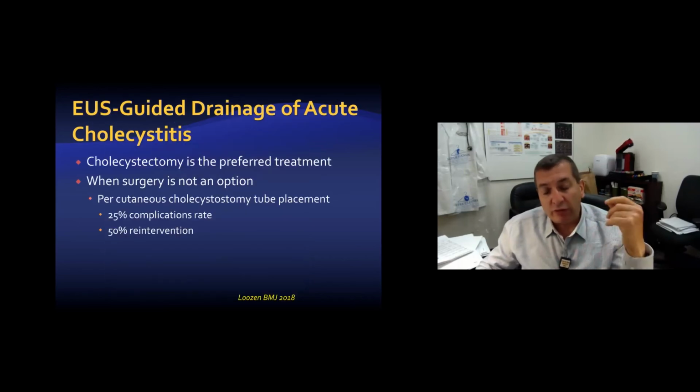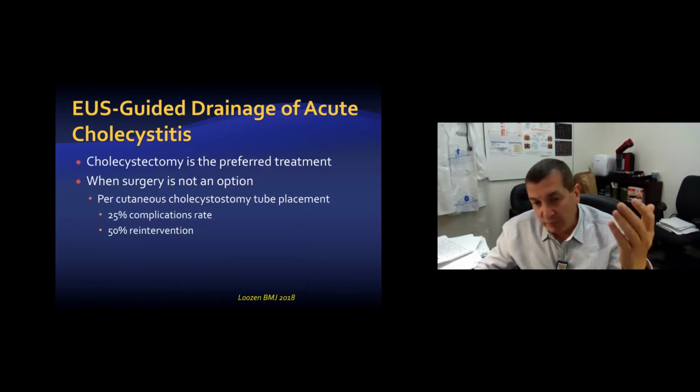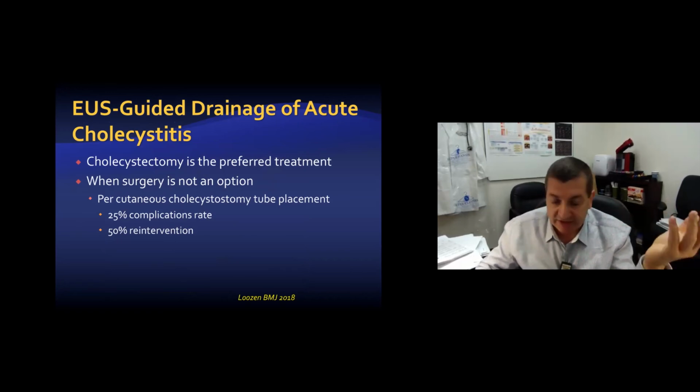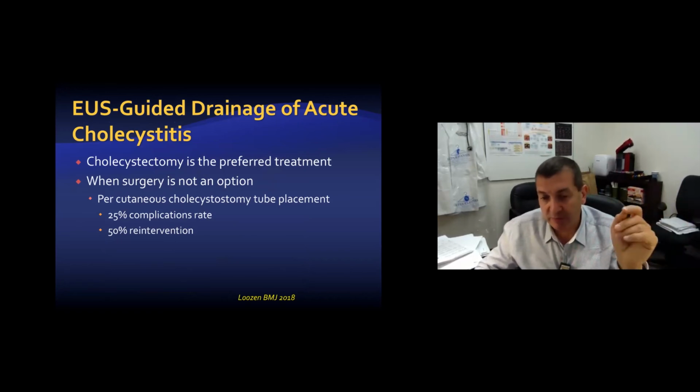Now, how about acute cholecystitis? Obviously, when you have acute cholecystitis, surgery is still the best option. However, when surgery is not an option, let's say a very, very sick patient in the ICU that has acalculous cholecystitis and cannot go to surgery, well, what do you do at that time? You ask IR to do a percutaneous cholecystostomy tube placement.